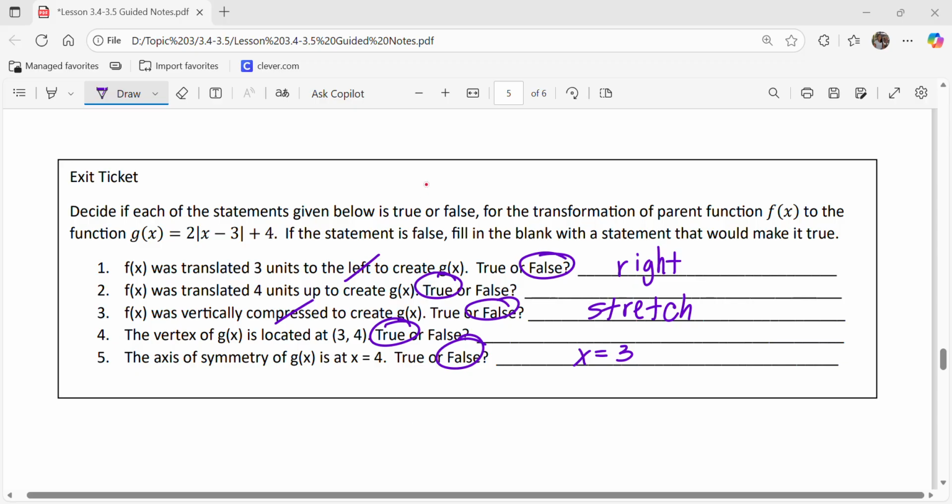So now that I know my A, and now that I know my vertex, I can write it in vertex standard form, which is A times the absolute value of x minus h, plus k. So f of x equals 3 times the absolute value of x minus 3, plus 4 would be my absolute value function for this graph.